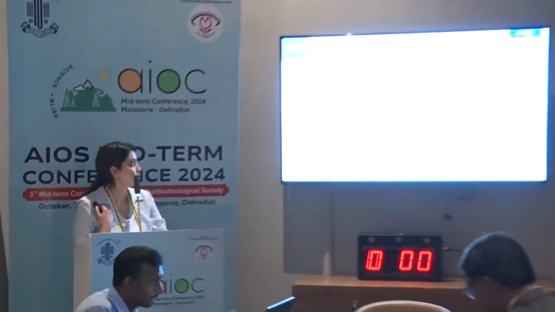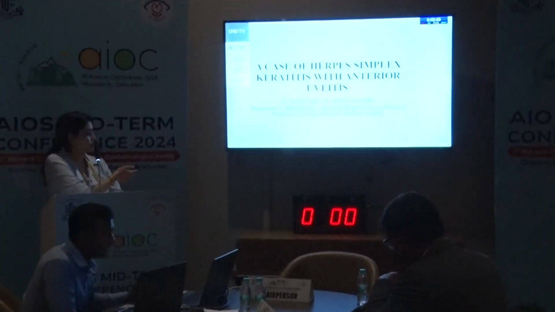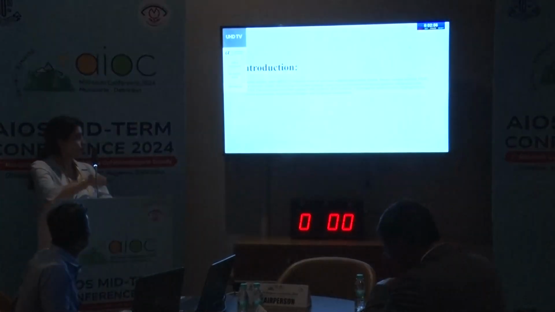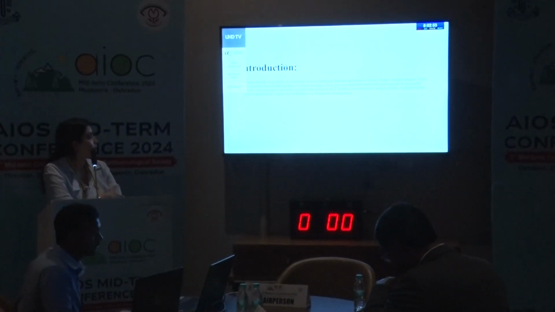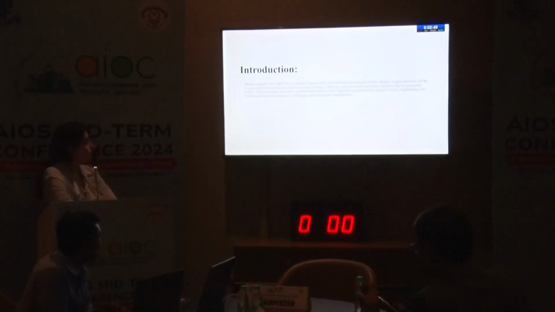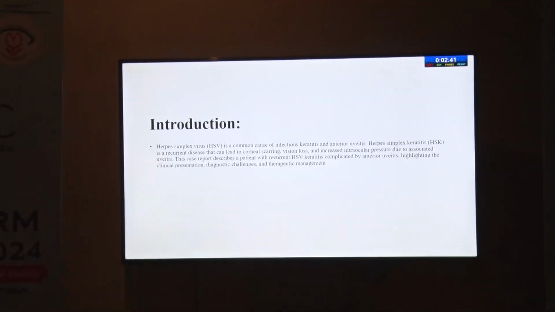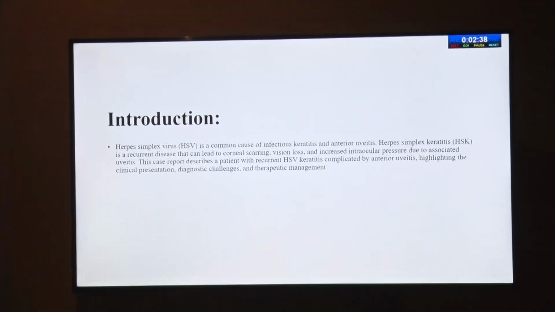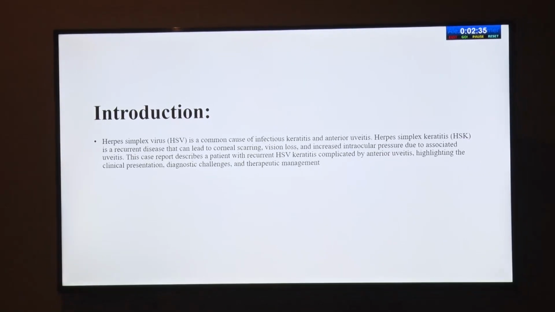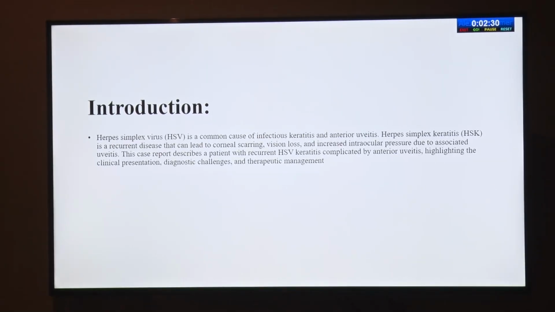So good morning everyone. I'm here to present a case of herpes simplex keratitis with anterior uveitis. So introduction. Herpes simplex virus is a common cause of infectious keratitis and anterior uveitis. And herpes simplex keratitis is a recurrent disease that can lead to corneal scarring, vision loss, and increased intraocular pressure due to associated uveitis. This case report describes a patient with recurrent HSV keratitis complicated by anterior uveitis, highlighting the clinical presentation, diagnostic challenges, and therapeutic management.